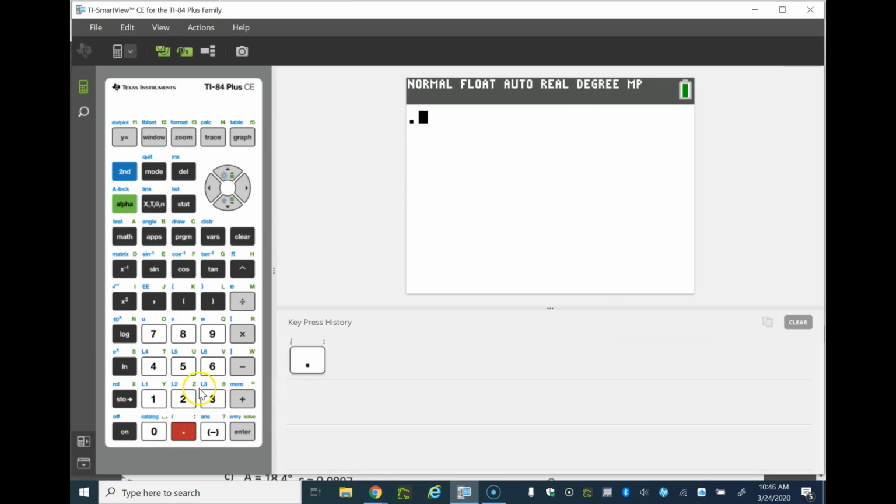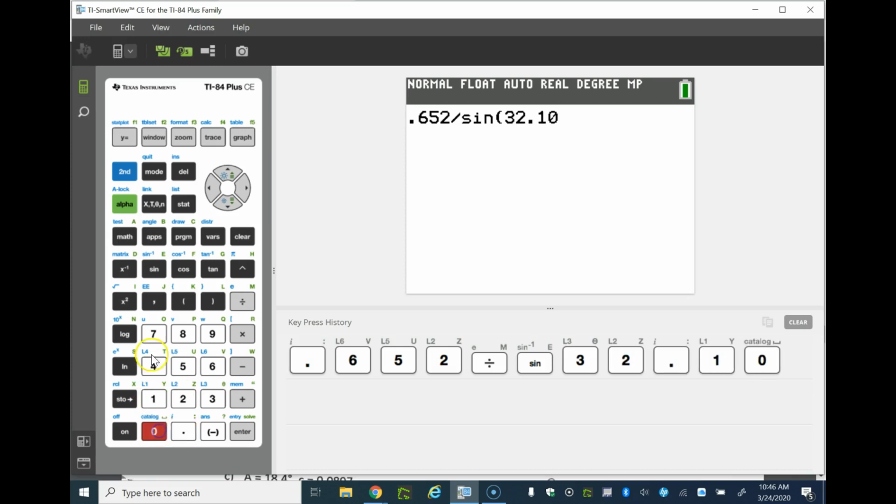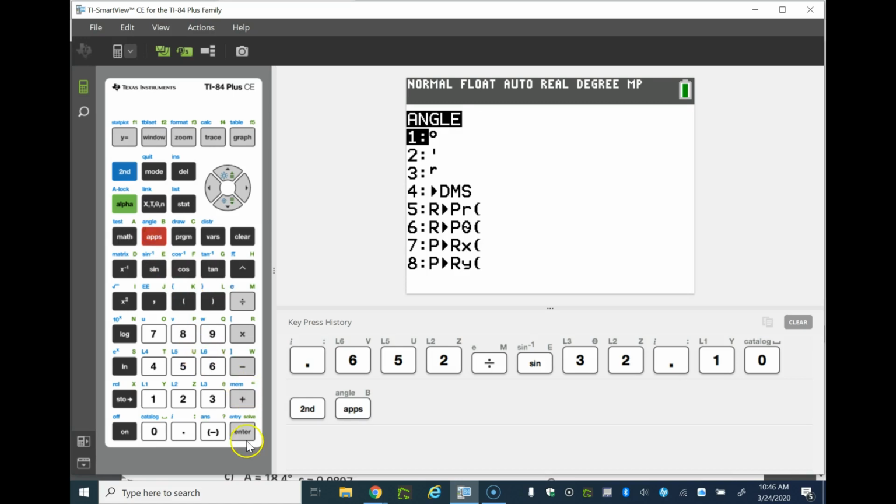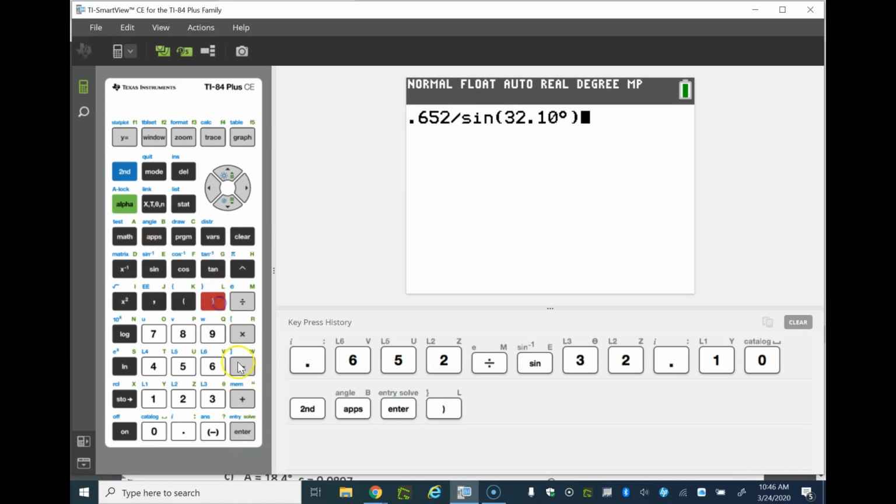So 0.625 divided by sine, and this is how we get the answer, 1.227.